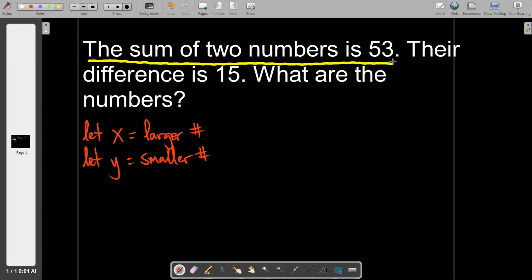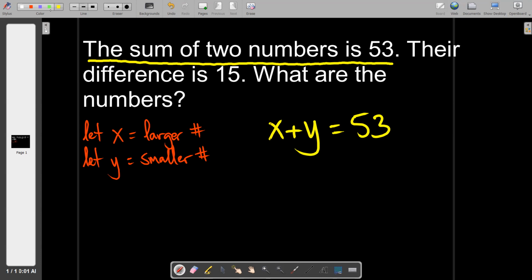You know that what I have underlined in yellow says, in plain English, two numbers added together make 53. This is what it looks like in non-plain English. Two numbers added together make 53. Let it be as simple as you think it is.